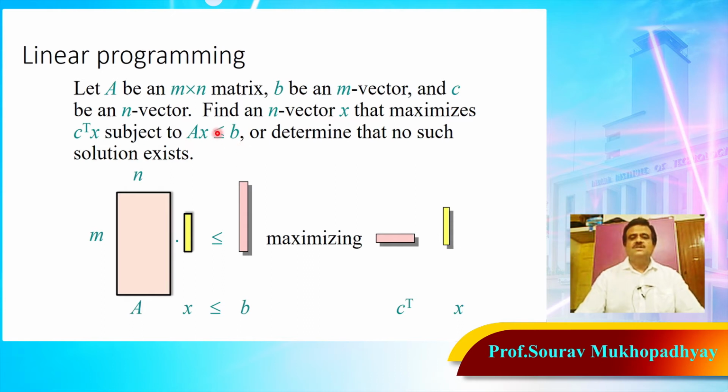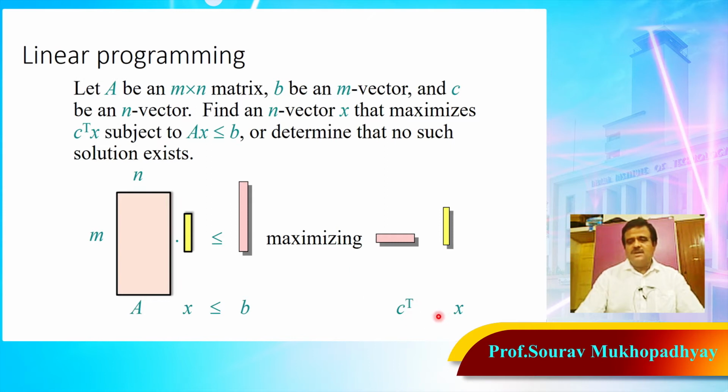So this is the system of linear constraints, Ax less than or equal to b. We have to find x such that this is satisfied. A is an m by n matrix, and x is an n by 1 vector. So there are n variables, and then we have to maximize or minimize some objective function.